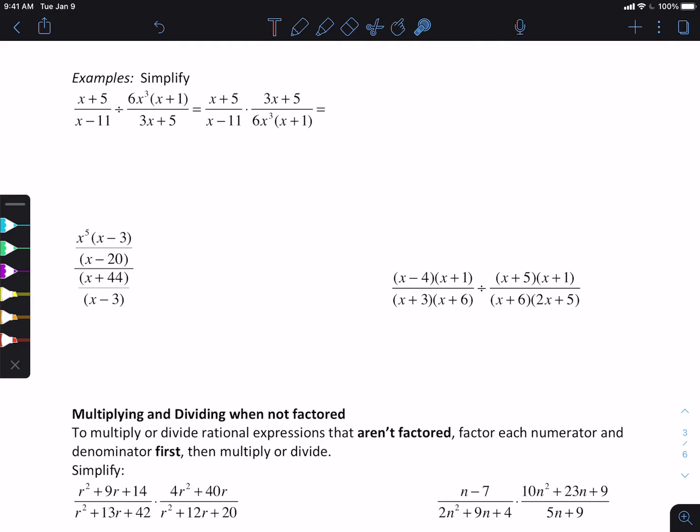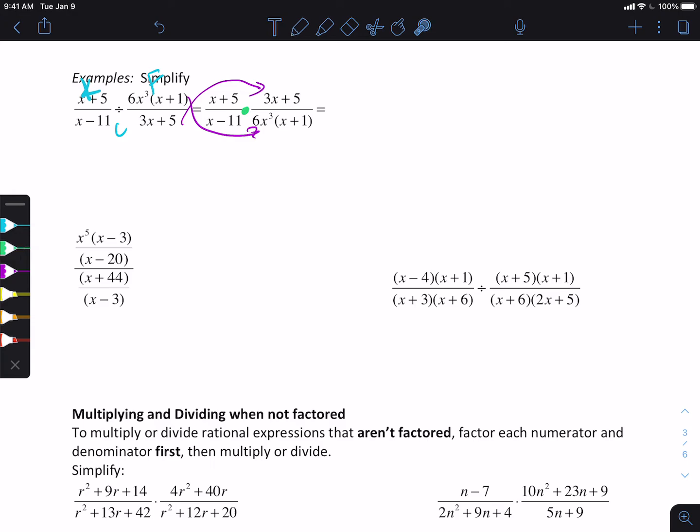If we look at this one, we've got (x plus 5) over (x minus 11) divided by 6x cubed times (x plus 1) all over (3x plus 5). So we're thinking we keep, we flip this one, and then we change the sign. So this one we keep the same. We flip this one, so that means the 3x plus 5 went on top, and the top went to the bottom. And then we change the sign to multiply. You can either use a dot or an x, either one is fine.